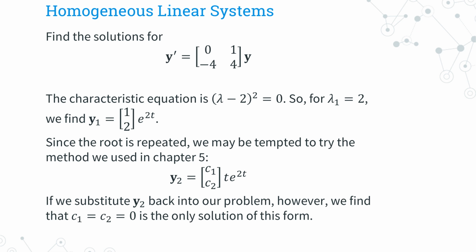So let's look at this particular example where we have no forcing function. So we have a homogeneous system, and we have our coefficient matrix A, which is made up of 0, 1, negative 4, 4 times y.